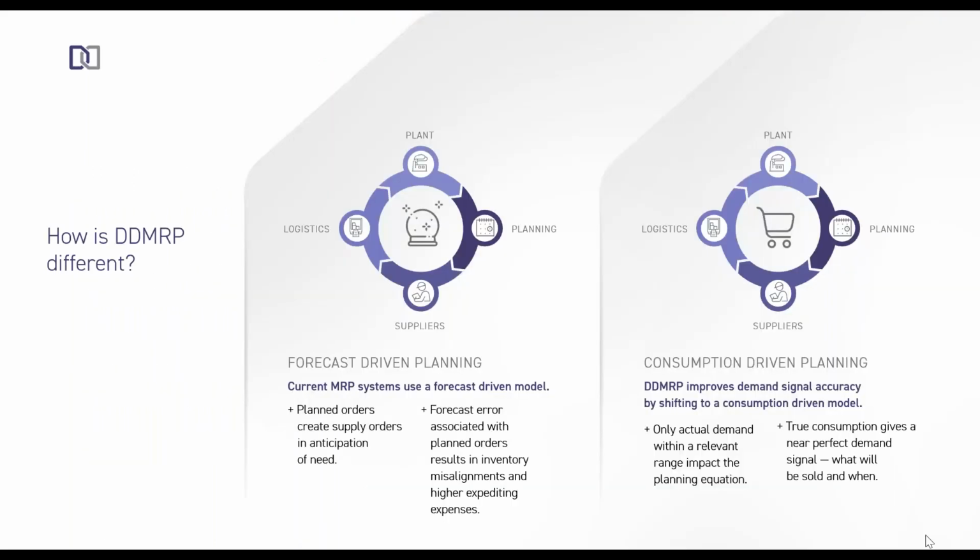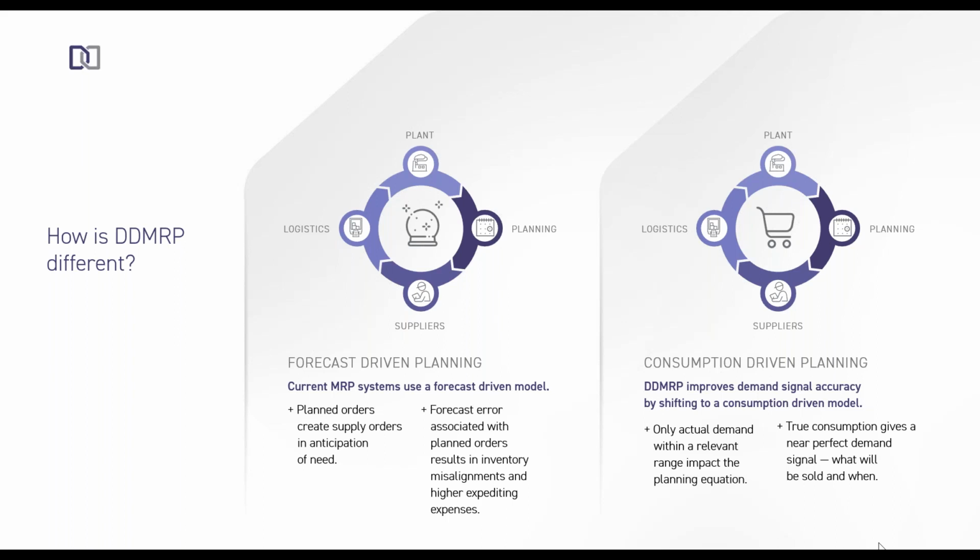So the way that we do that, and the way that it's different from MRP systems where you're utilizing a forecast, you have those planned orders in anticipation of what the demand will be, DDMRP uses actual demand within a relevant range, and that's the way that we're able to enhance that planning equation and impact what we're actually ordering based off of true consumption. Whether that's work orders, sales orders, even transfer orders, we're aligning planning to your true consumption.